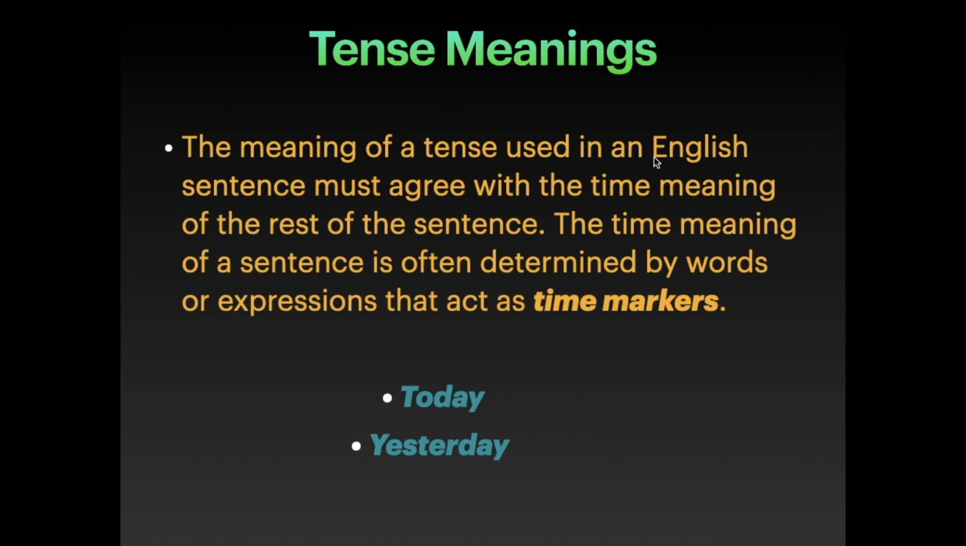The meaning of a tense used in an English sentence must agree with the time meaning of the rest of the sentence. The time meaning of a sentence is often determined by words or expressions that act as time markers. Los time markers nos van a ayudar a saber cuál tense necesitamos. Algunos time markers son today, yesterday. Si tenemos today, sabemos que necesitamos hablar en presente. Si tenemos yesterday, sabemos que necesitamos hablar en pasado, right?